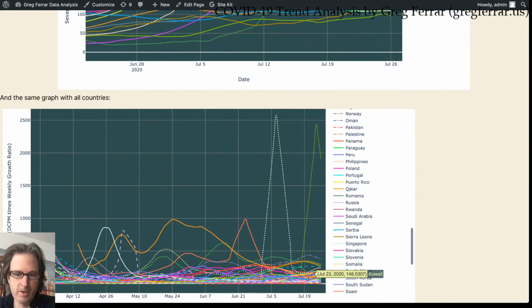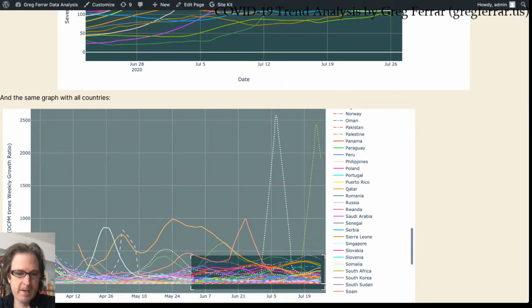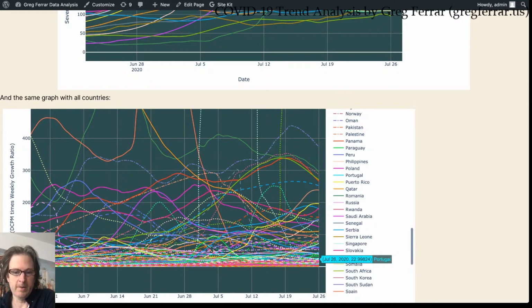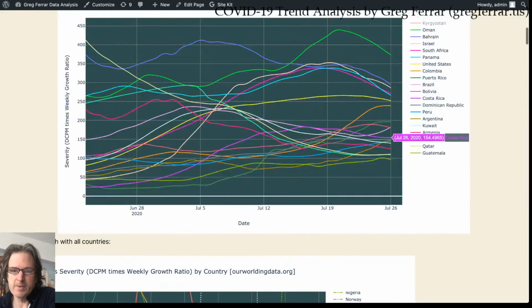And if we look at the total picture, it's hard to see, which is why I don't use this graph much. But when you look at all countries, there are a lot that aren't very hard hit. There are a whole bunch of countries down here under 100, but then we still have these 20 or 30 countries that are hard hit. And again, the worst ones are recovering: Oman, Bahrain, Israel, South Africa, and Panama, and I guess the United States, worth noting. I didn't even see the United States in this graph, but yeah, there it is.